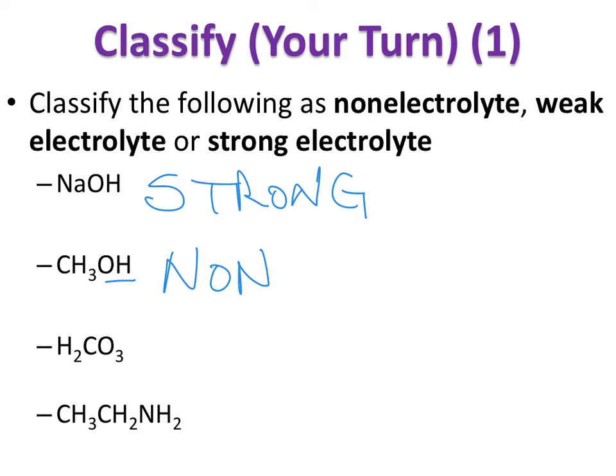Next is carbonic acid. Carbonic acid is not one of the 7 strong acids. Hence, it is a weak acid, and therefore a weak electrolyte. Last, ethylamine is a weak base. Hence, it is a weak electrolyte.